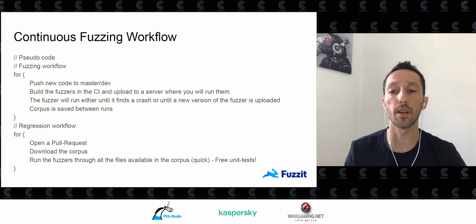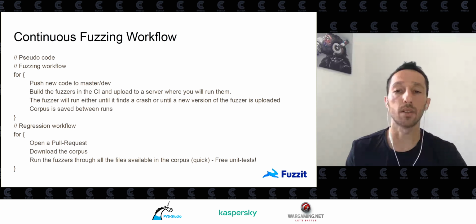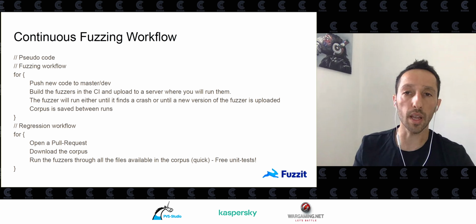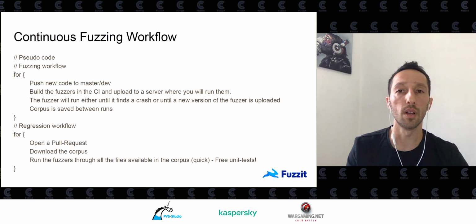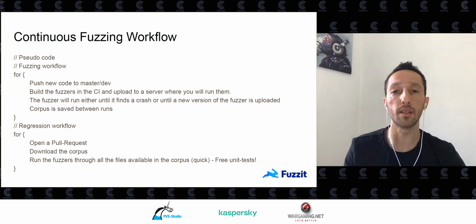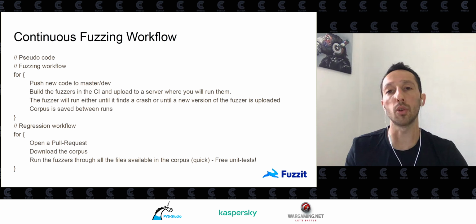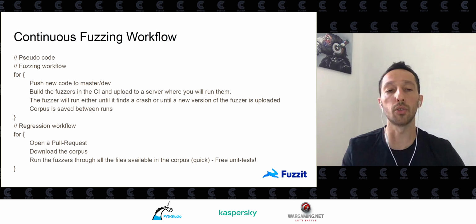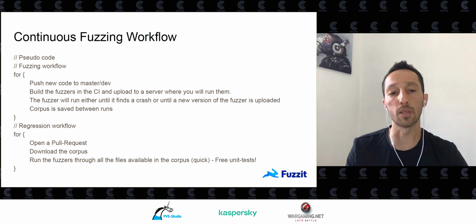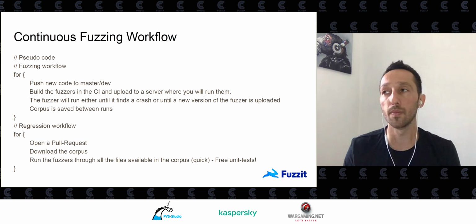You run the fuzzer through all the files that are available in the corpus. This is usually very quick, and you can do that inline in your CI. So this is really just like a free unit test, and it will help you catch new bugs, and also catch bugs that you introduced again. For example, there is a crash that you already fixed, but now someone introduced the same crash. This workflow will help you catch this in a pull request before it's merged.